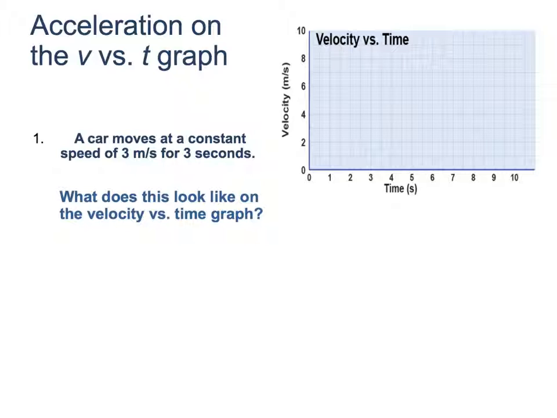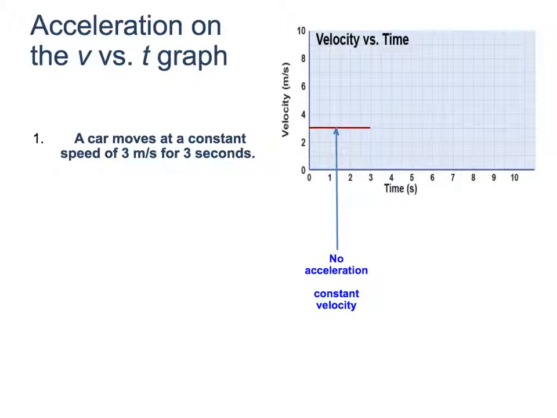All right, now we're going to talk about graphs with this. Acceleration on the velocity versus time. So we have velocity on our y-axis and time on our x-axis. A car moves at a constant speed of 3 meters per second for 3 seconds. What does this look like on a velocity time graph? Since there was no acceleration, it's moving at the same speed, you have a flat line there at 3. No acceleration or constant velocity.